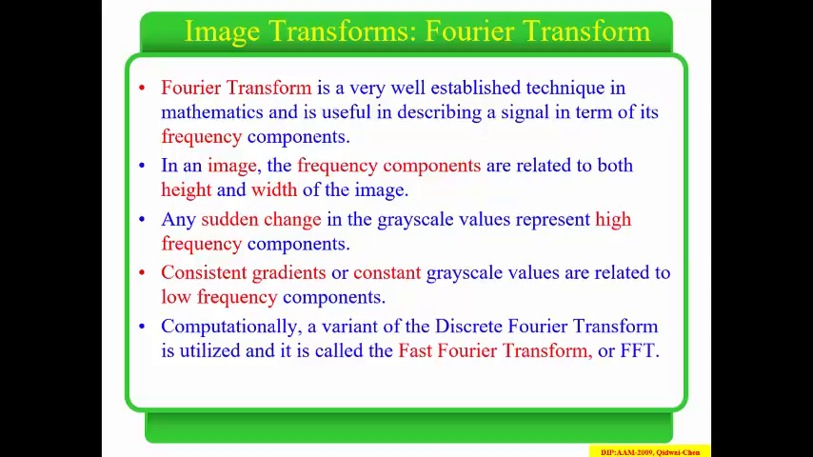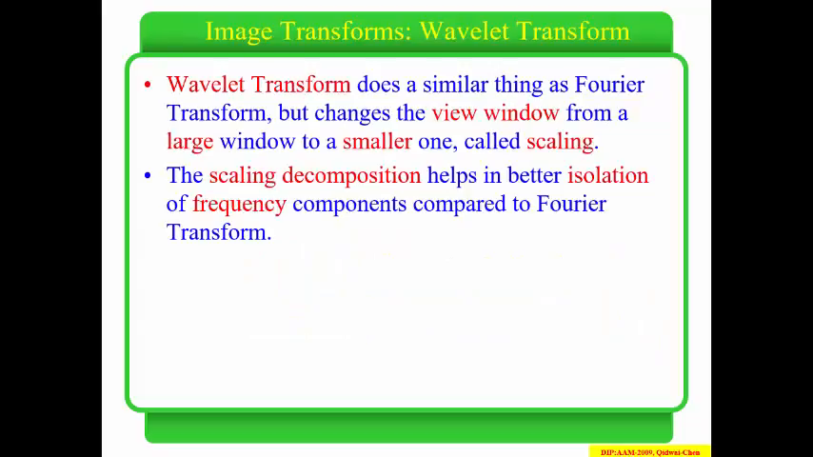So we say that computationally a variant of the discrete Fourier transform is utilized, and it is called fast Fourier transform. Here, for the discrete Fourier transform, we have an even better type of Fourier transform, which is called fast Fourier transform. And this is the transform that we will use. This is the Fourier transform that is implemented in MATLAB. It has better performance than the original discrete Fourier transform that you are used to. So this is for the Fourier transform.